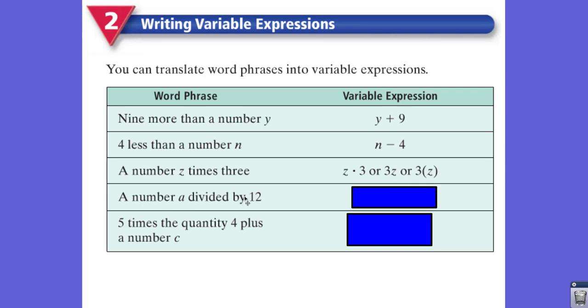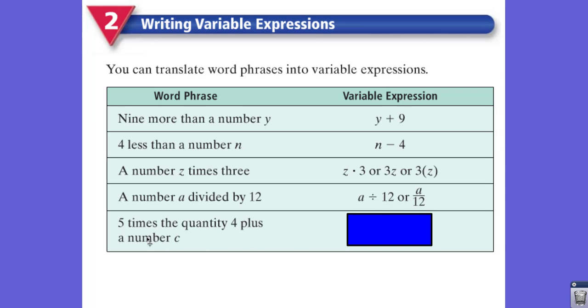A number A divided by 12. Okay? Well, divided by, we're going to use a fraction. So this one right here is not going to be acceptable anymore. It's still correct, but when we deal with algebra, we want it to be in terms of a fraction. So a number A divided by 12 is going to be A over 12.